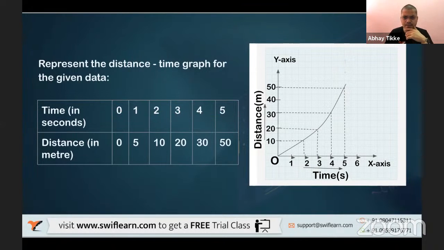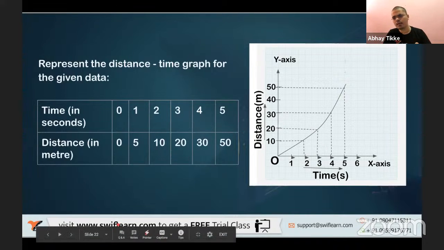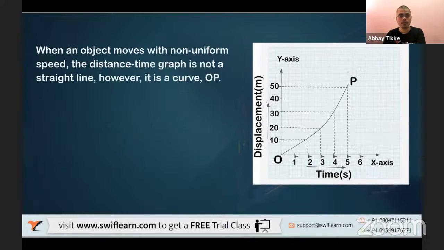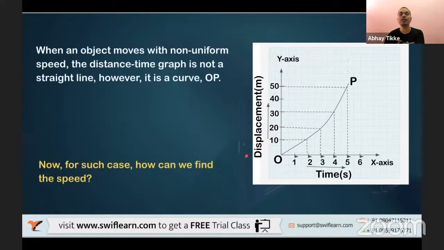You can mention there A, B, C, D. Now here there are 6 coordinates. मान लीजिए A है 0,0 इधर लिखा हुआ, B का क्या है 1,5, 2,10, 3,20, 4,30, 5,50. पाएंगे ना? Very simple, pretty simple as compared to that only. So when you plot all these points on this graph, you get this curve. क्या मिलेगा ये? Curve मिलेगा. Straight line नहीं मिलेगी. Straight line कब होगी? Only and only for uniform. Curve कब रहेगा? Only and only for non-uniform case. Very good. So when an object moves with a non-uniform speed, the distance time graph is not a straight line, however it is a curve.